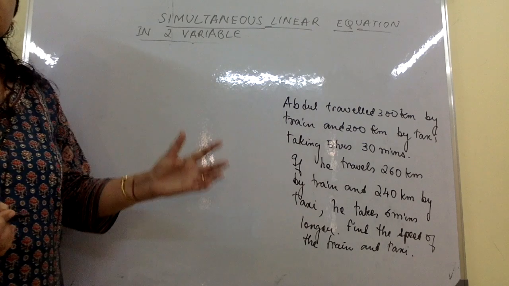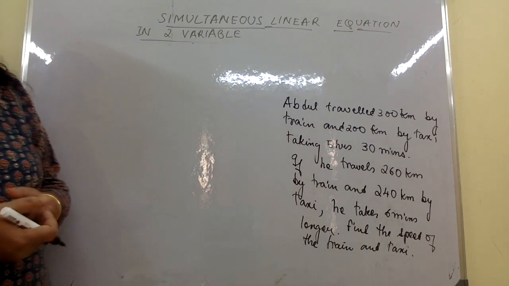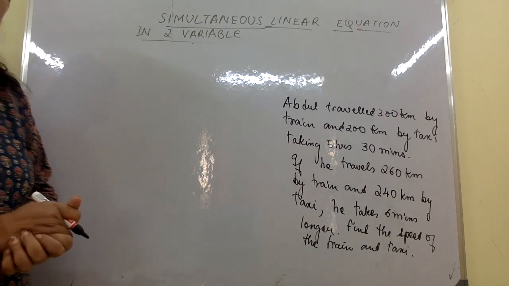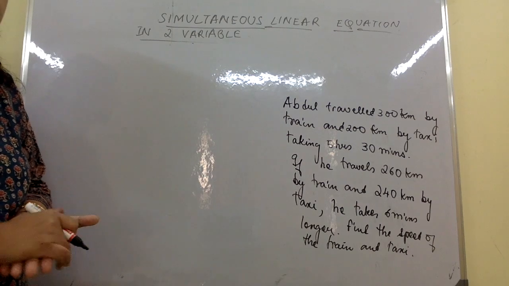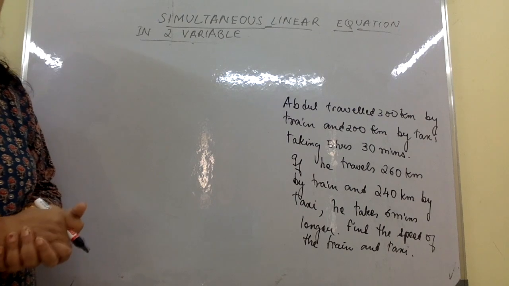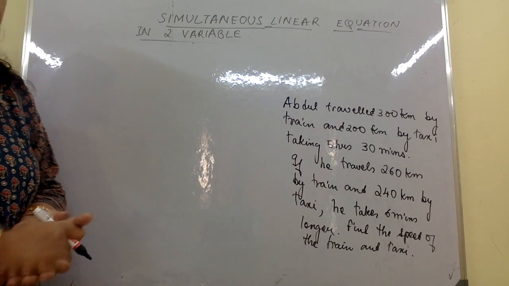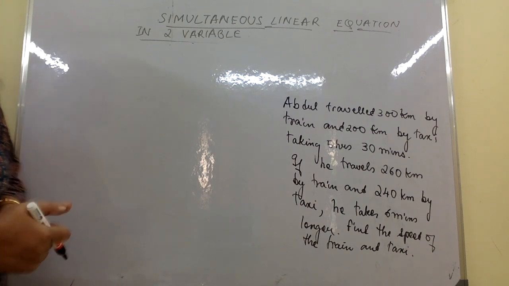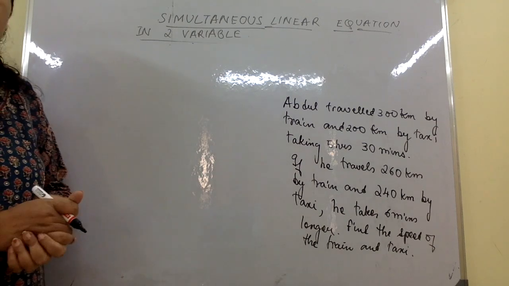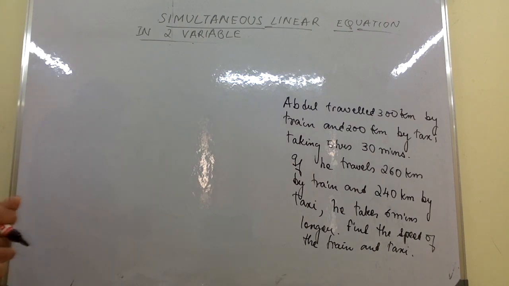Abdul traveled 300 kilometers by train and 200 kilometers by taxi. So the journey is divided. He is going in two different vehicles. Okay, and he takes a total time of 5 hours 30 minutes. Then he travels 260 kilometers by train and 240 kilometers by taxi, and then he takes 6 minutes longer. He takes 6 minutes more. Find the speed of the train and the taxi.